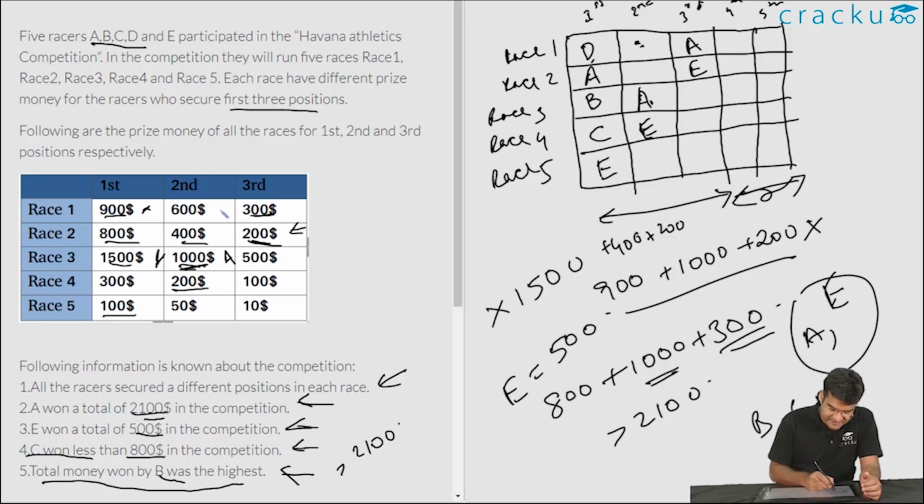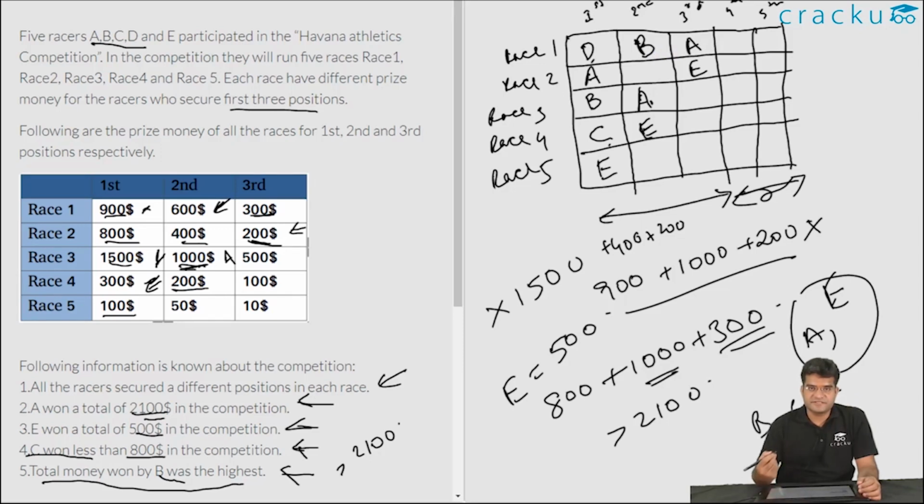Now the prize money for this is 600, and we already know that C has won 300 from race 4 by coming first. So this can't be C, because if C has won this, he would have gotten $600 here and $300, so the total he would have won is greater than 900. But we know that he has won only 800. So we can fill up that this is B. So we know that B has come second in race 1.